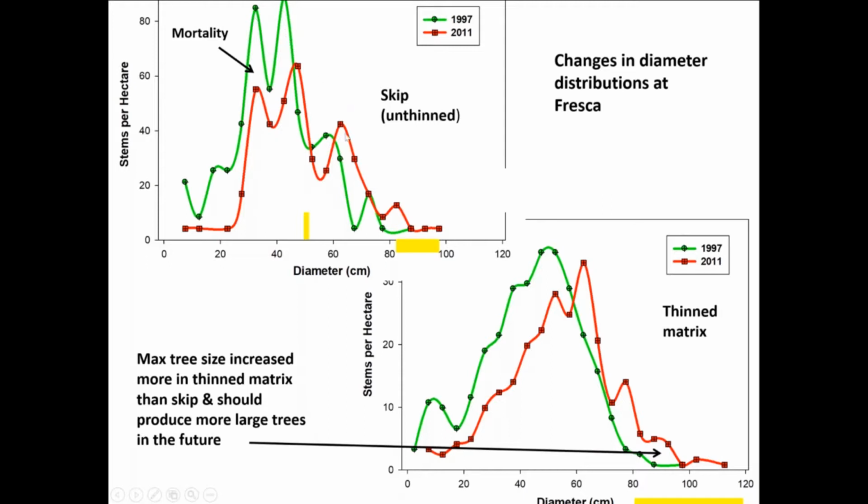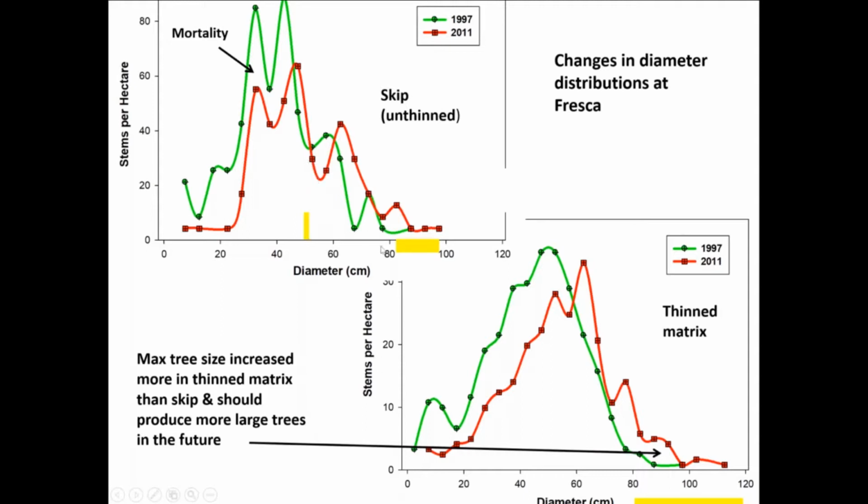So we can look at different parts of the stand. In this case, we're looking at the unthinned area, the skip, initially, and then 14 years later. Since there wasn't a lot of growth in the skip, a lot of this difference is actually mortality. But in some of the larger trees in the skip, there was some growth.